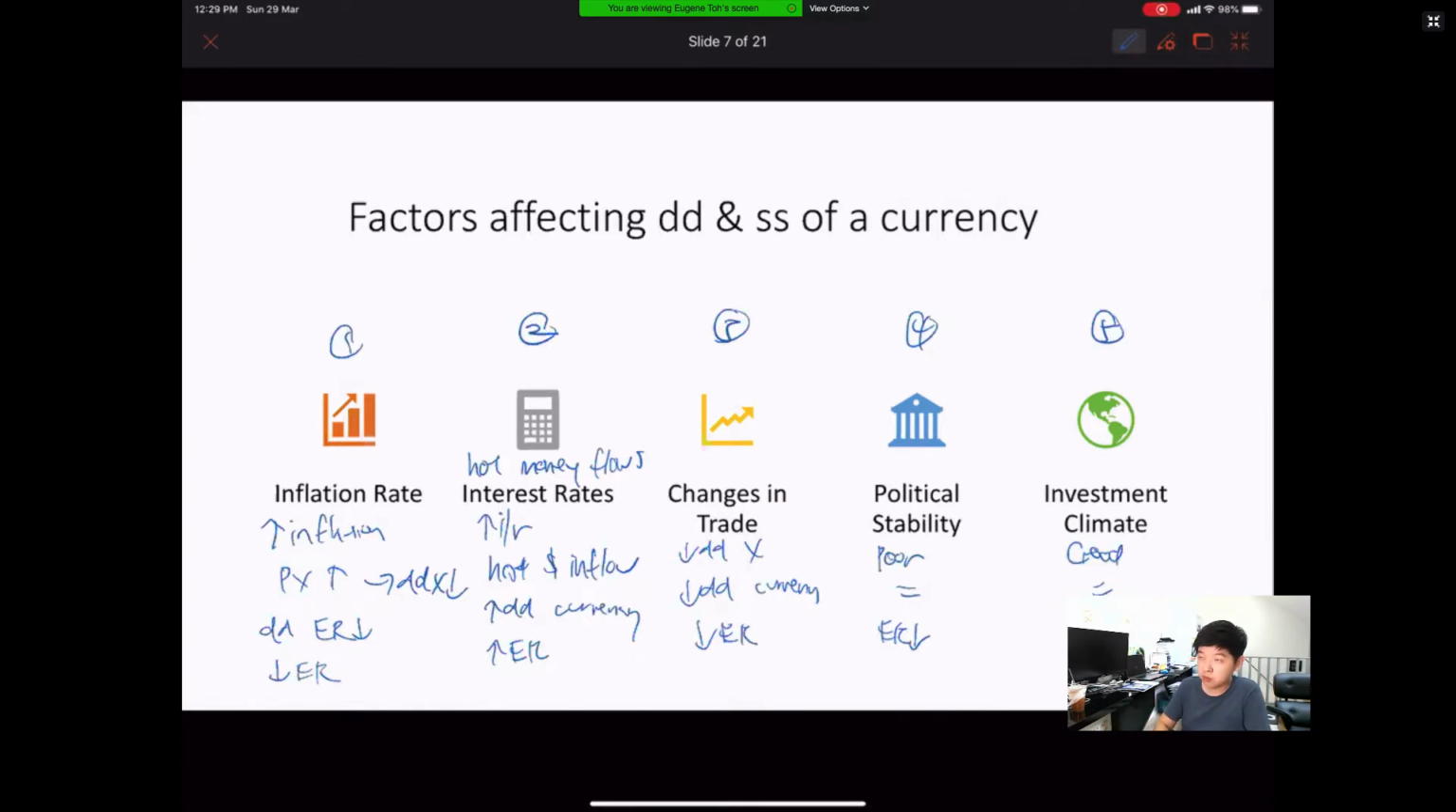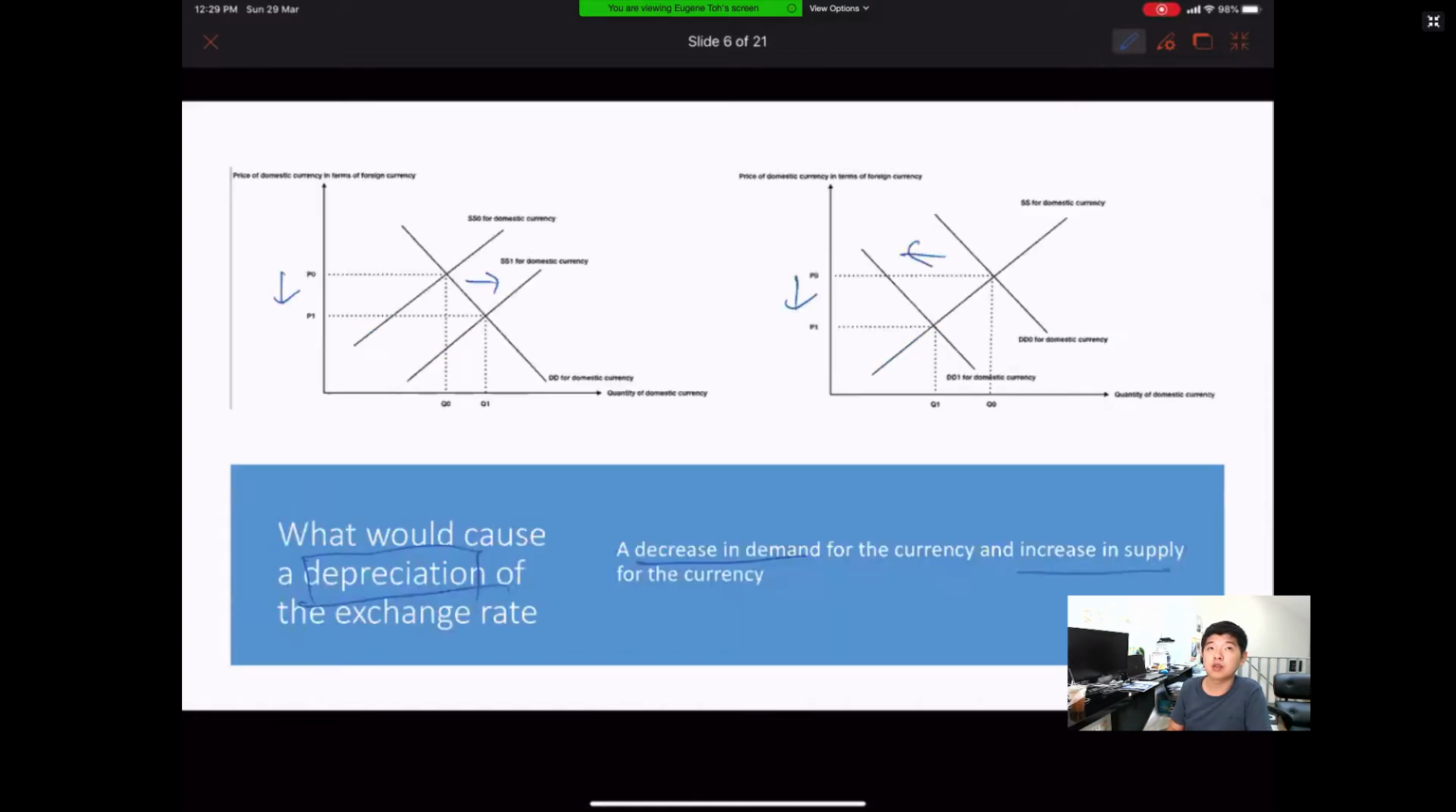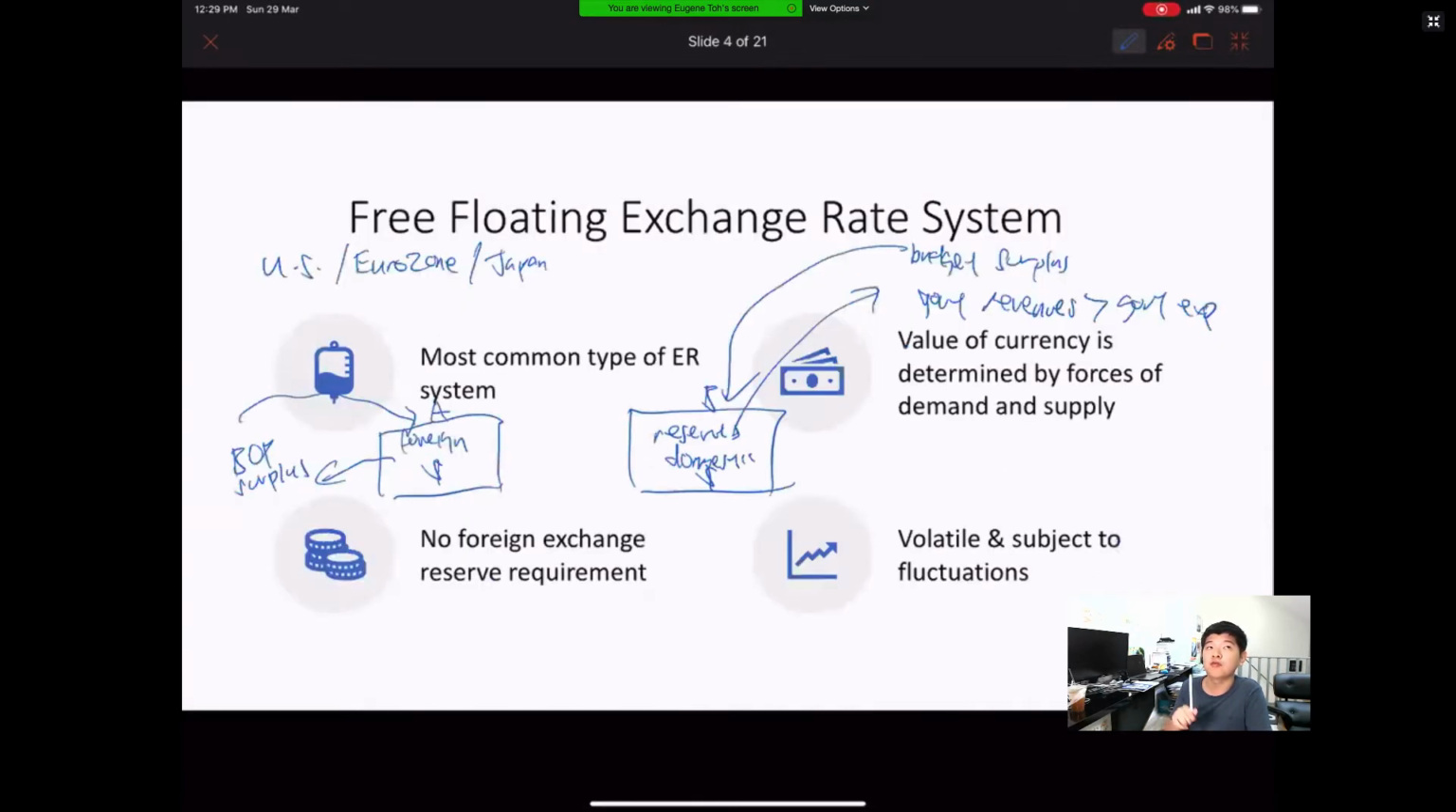So what we have gone through so far is what affects a free floating exchange rate system. Bear in mind that most developed countries in the world actually use a free floating exchange rate system.